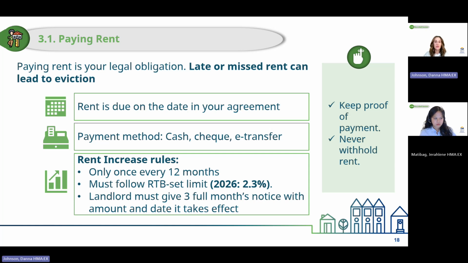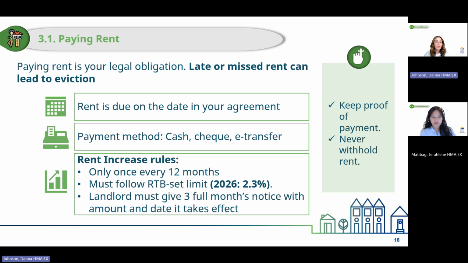Rent can only be withheld if you have an order from an RTB arbitrator or if you've been paying a rent increase that's higher than the legal limit. In that case, you can deduct overpayments from future rent, but you need to explain this to your landlord in writing before withholding rent. We also want to quickly touch on rent increases.